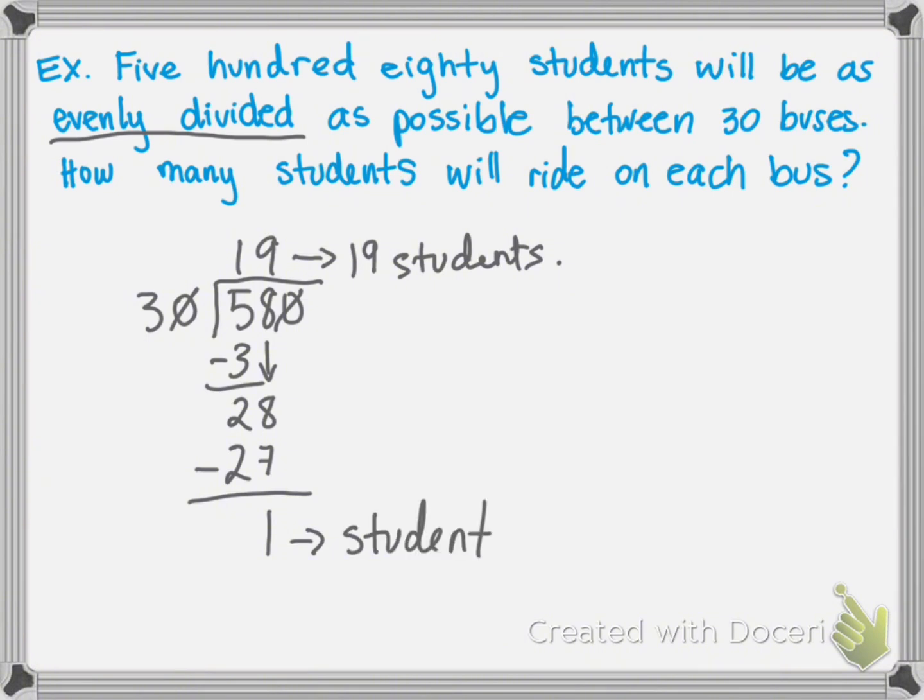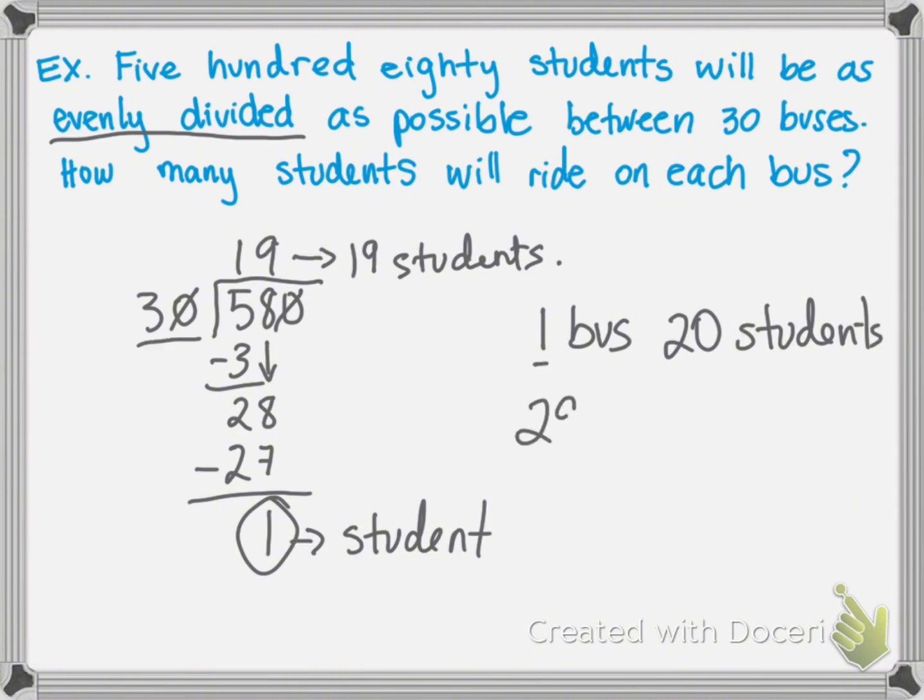So what does that mean? It means that there will be one bus that has how many students? Well, the same 19 plus one more. So 20 students. And then I have to subtract: 30 minus 1 is 29 buses that will have 19 students.